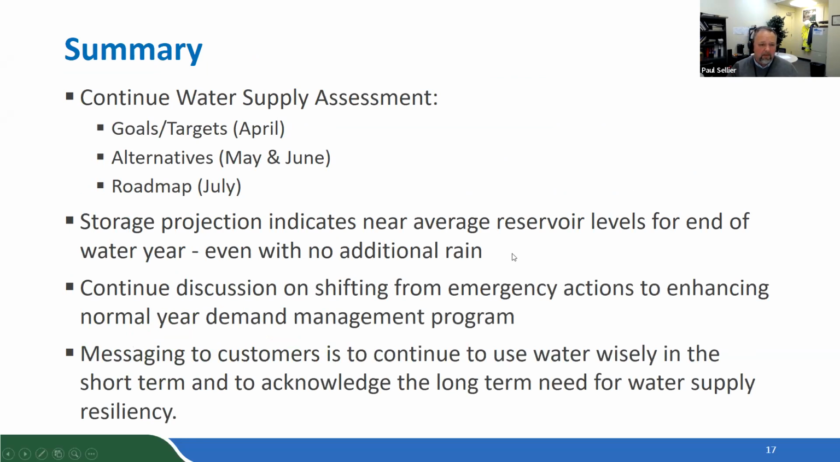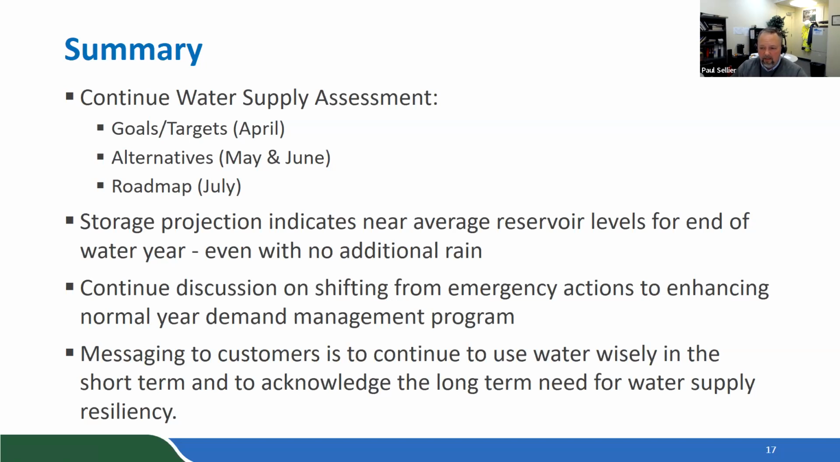Just wrapping on the water supply update, the storage projections, we're going to end the water year right around average, even with no additional rain. And on the 15th, the next ops committee will be continuing our discussion and consideration of shifting from emergency actions to sort of our enhanced normal year demand management program.